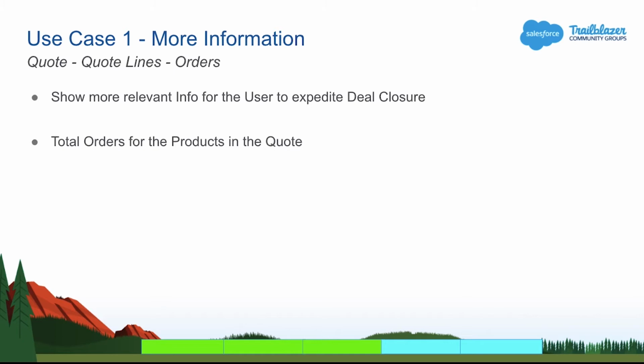One example which we're going to discuss today is total orders. For example, if I'm selling a product, we can show him the total orders this product has faced, like this product has been bought this many times. So that's one use case.